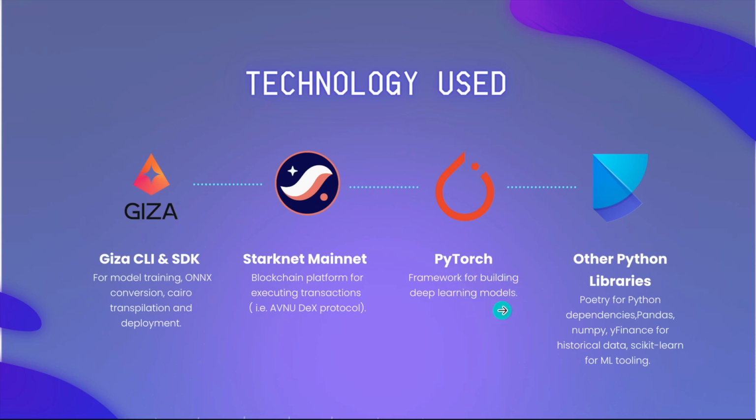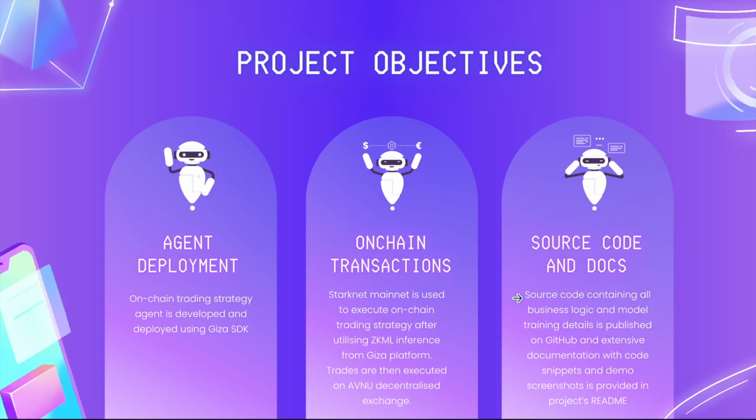We have used PyTorch as a framework for building deep learning models, and other Python libraries which we have implemented are Poetry for dependency management, NumPy, YFinance, Pandas, Scikit-learn for machine learning tooling. Let's look at the project objectives which we have tried to achieve. We have done agent deployment.